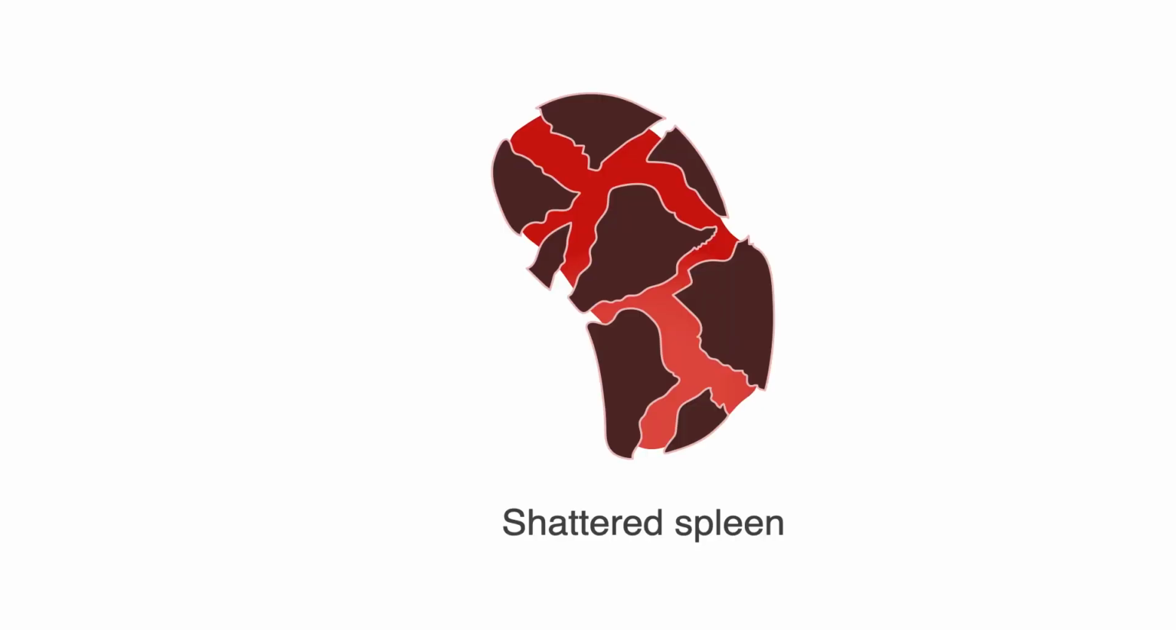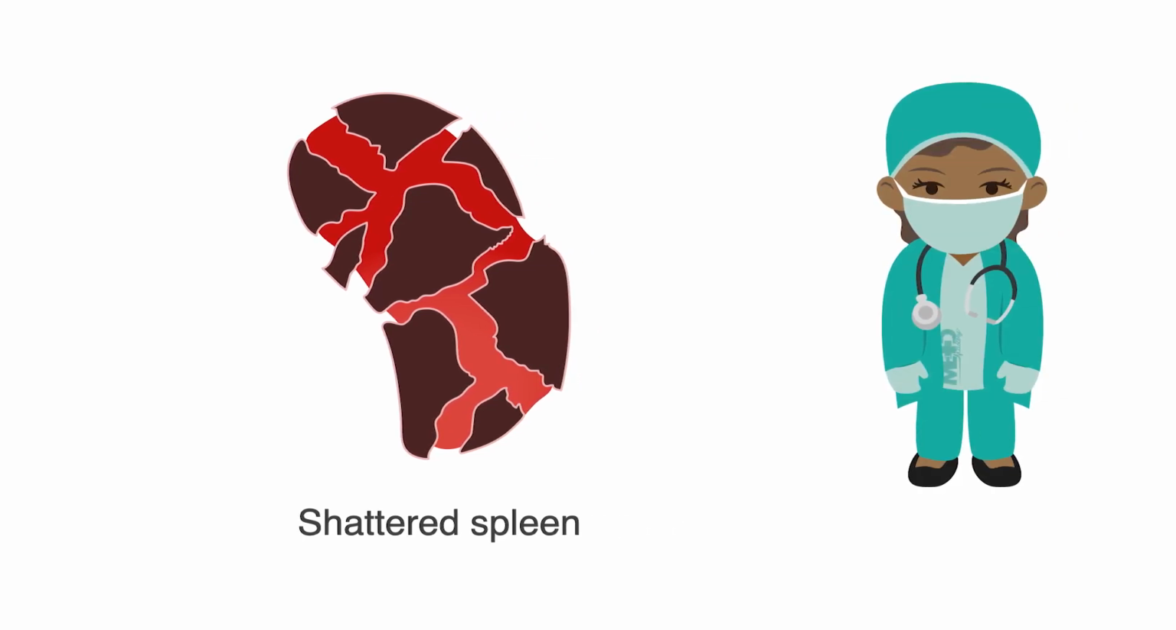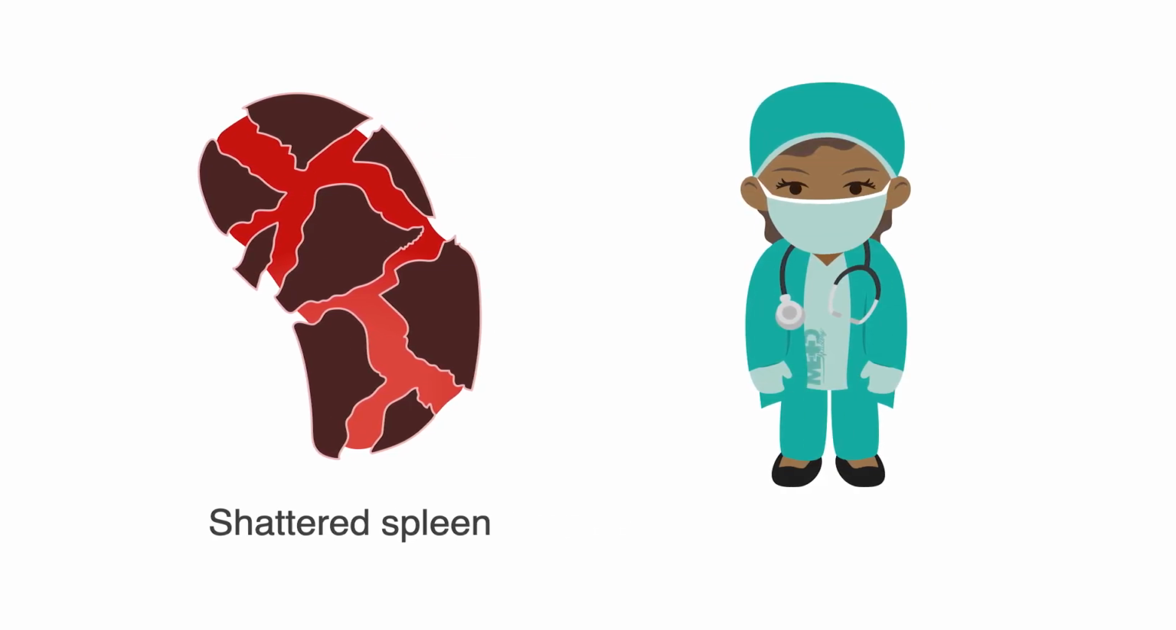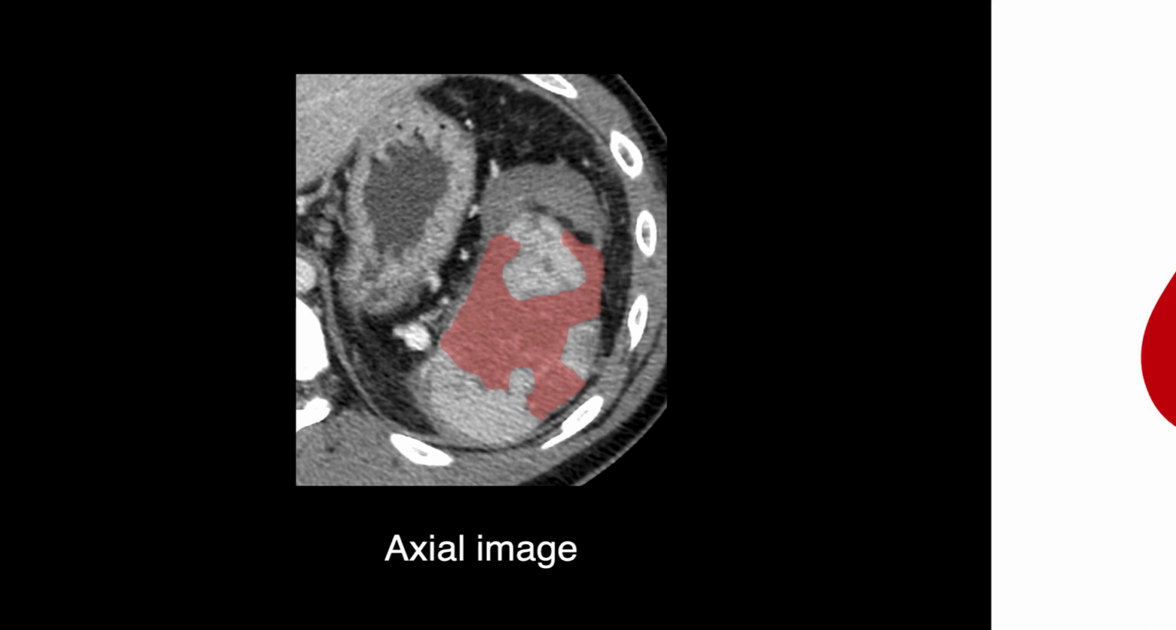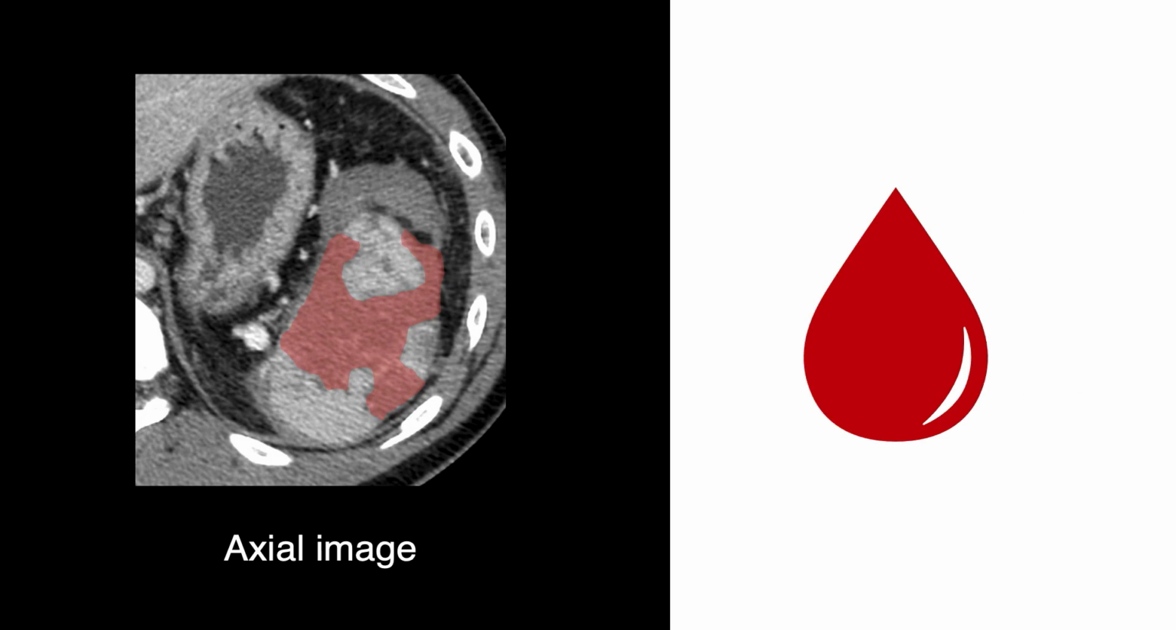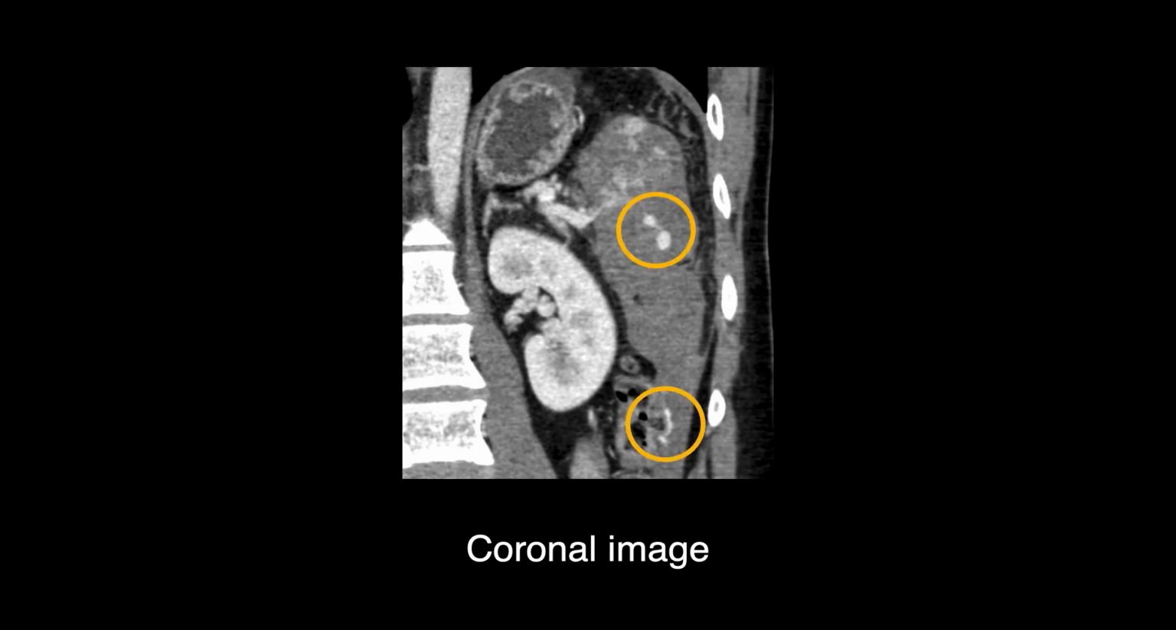A shattered spleen is the most severe type of splenic injury, and it usually requires surgical attention. This case of severe splenic trauma has branching, complex lacerations causing complete disruption of the organ tissue. This type of injury is often associated with active bleeding. On the coronal image, you can see bright jets of contrast emanating from the injury. Active arterial bleeding will be similar in brightness to the aorta, as they are both comprised of contrast-opacified arterial blood.